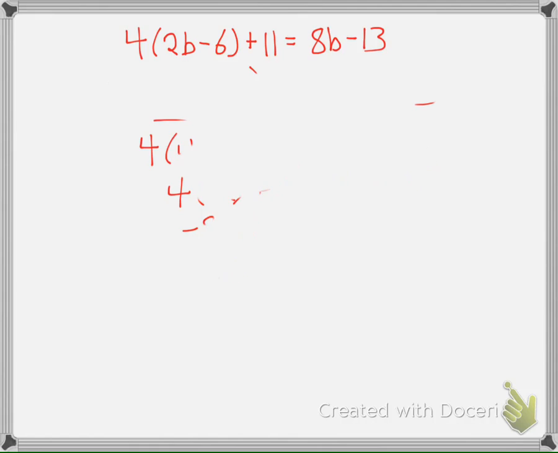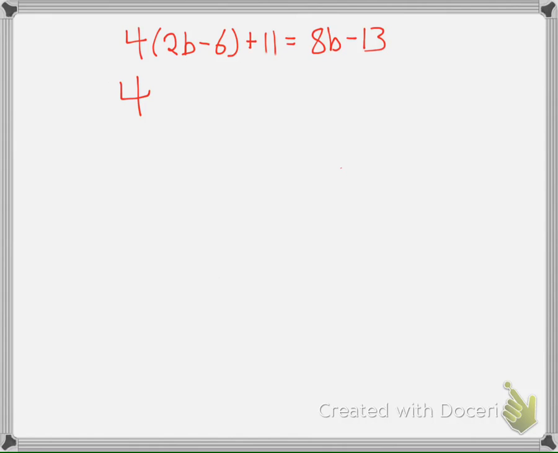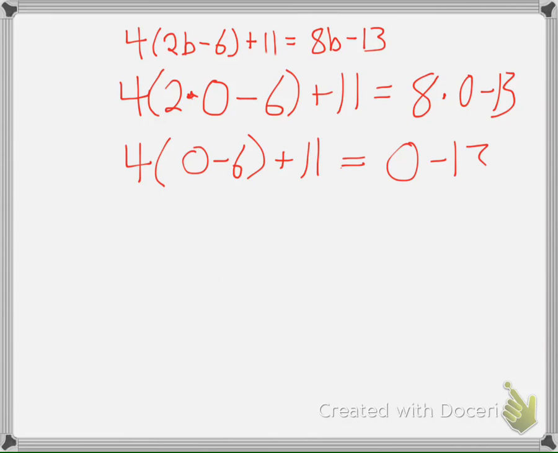I'm just going to erase my old one. We know it works for 2. So now let's try for 0. So I have 4 times 2 times 0 minus 6 plus 11 should equal 8 times 0 minus 13. So on this side I have 2 times 0 is 0 minus 6 plus 11. And on this side, 8 times 0 is 0 minus 13.